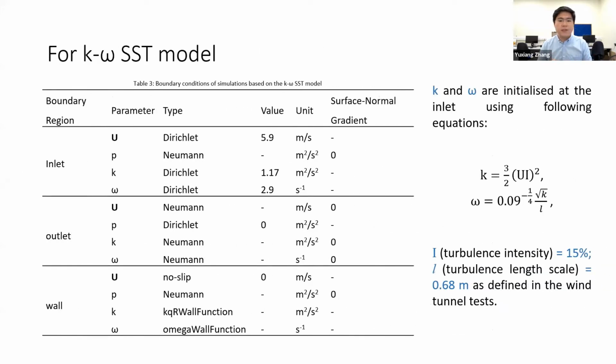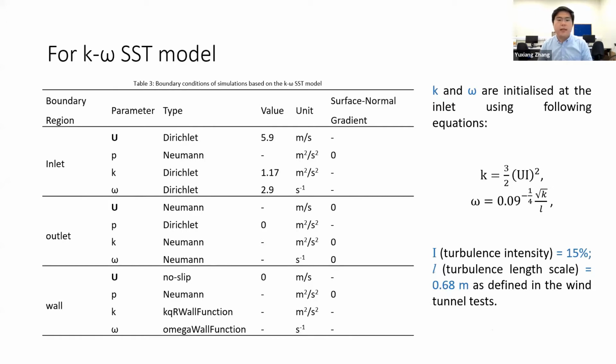A summary of boundary conditions applied in simulations using the K-omega-SST turbulence model is shown in the table, and we're using fixed values of velocity, turbulence kinetic energy, and the energy dissipation rate at the inlet. A uniform inlet velocity of 5.9 meters per second was used, as described in the wind tunnel report. K and omega are both initialized using the listed two equations.